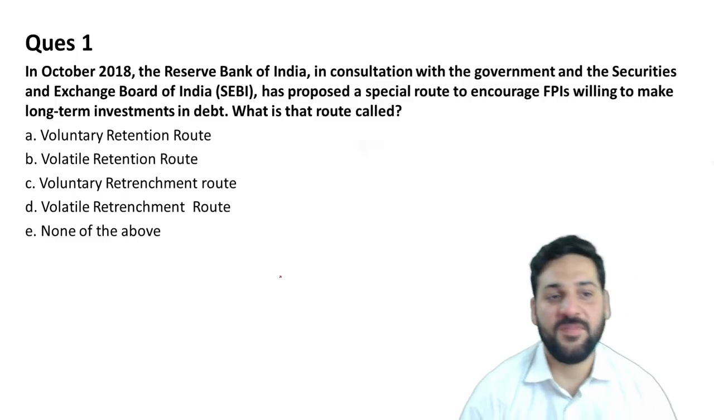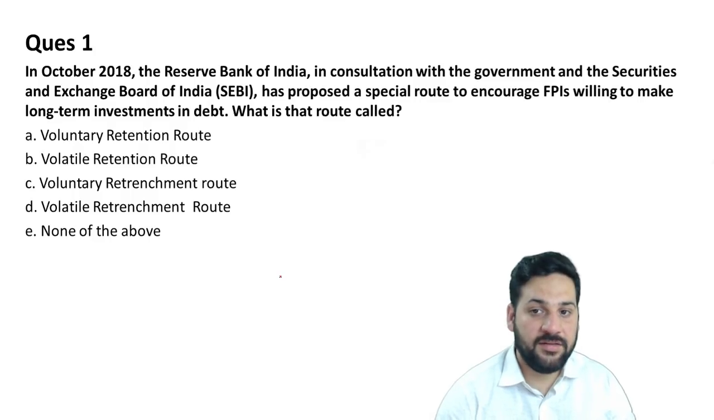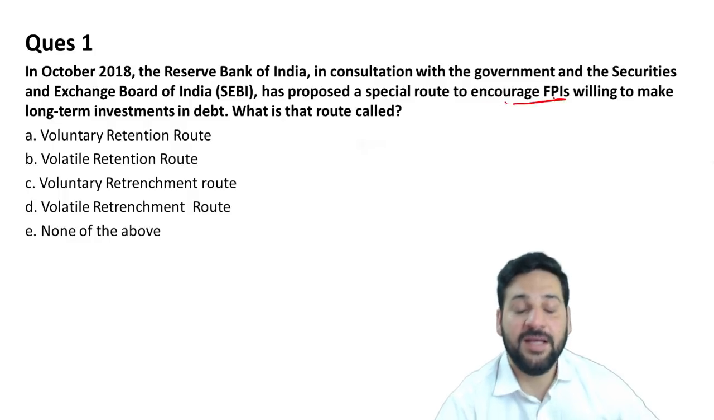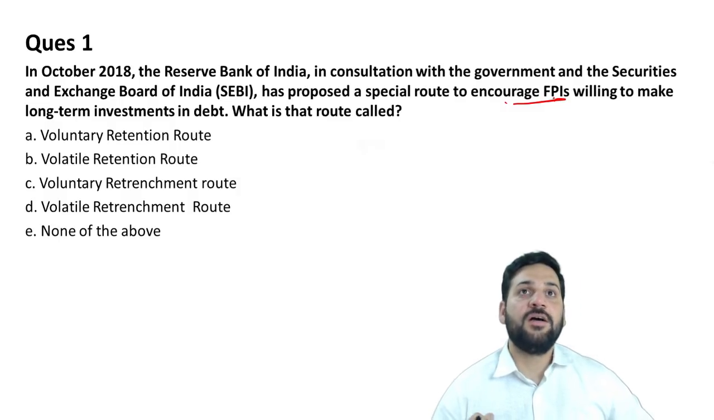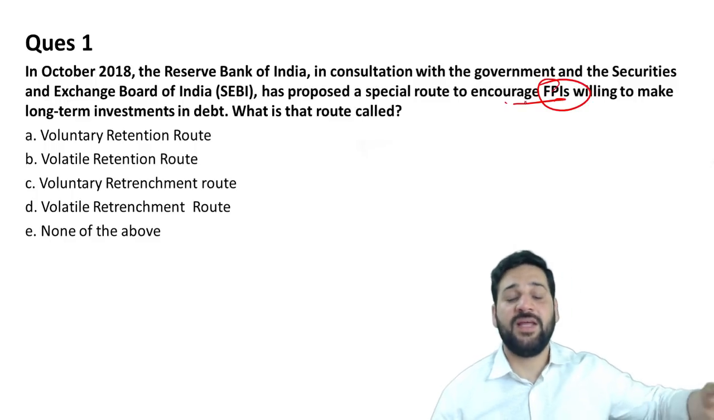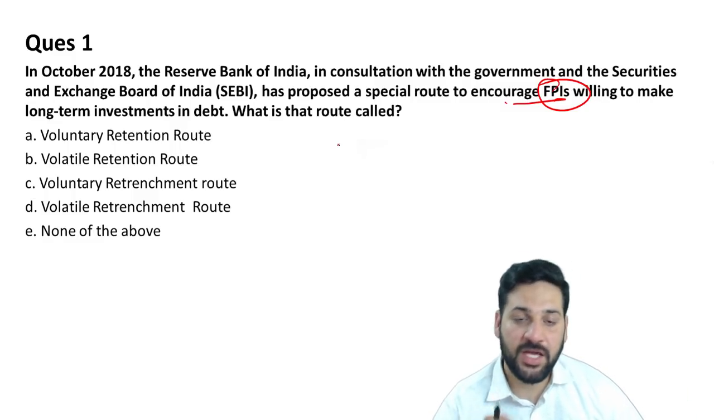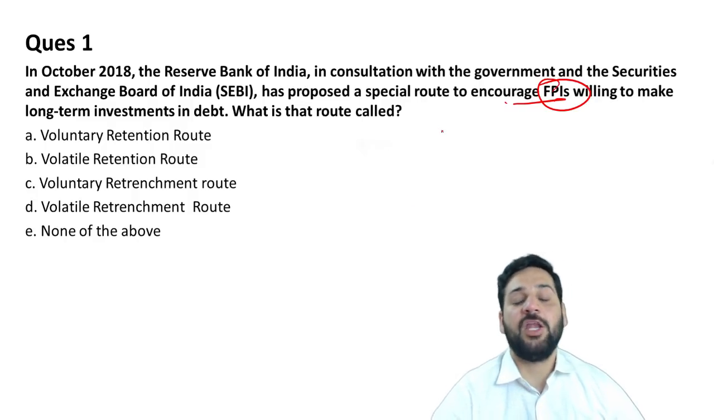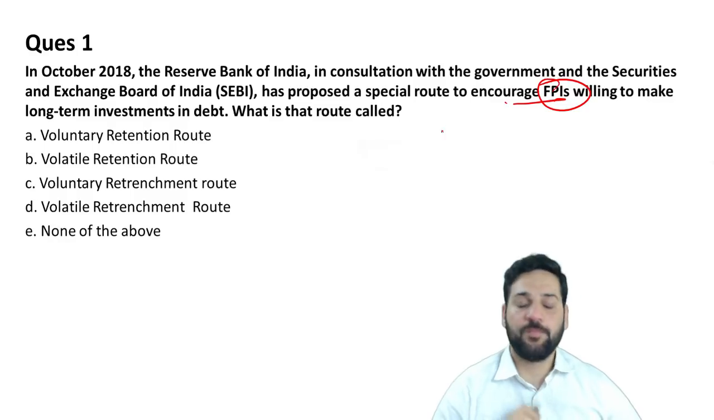Let's study. In October 2018, the Reserve Bank of India, in consultation with the government and SEBI, proposed a special route to encourage FPIs. A day before yesterday, I discussed what FPIs are and the difference between FDI and FPI. Yesterday was Holi, belated happy Holi. Please go through that lecture. I hope you are aware of the various routes, the automatic route and the government route, by which FPIs and FDI can invest in India.